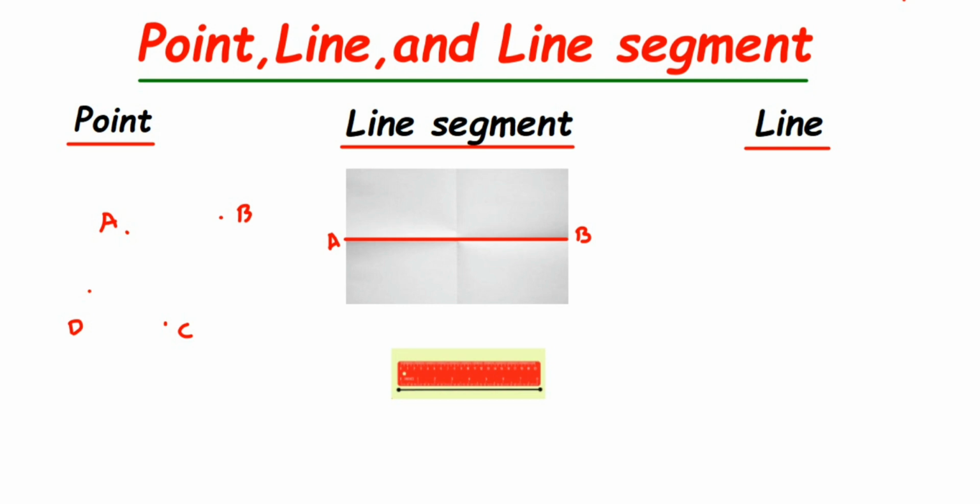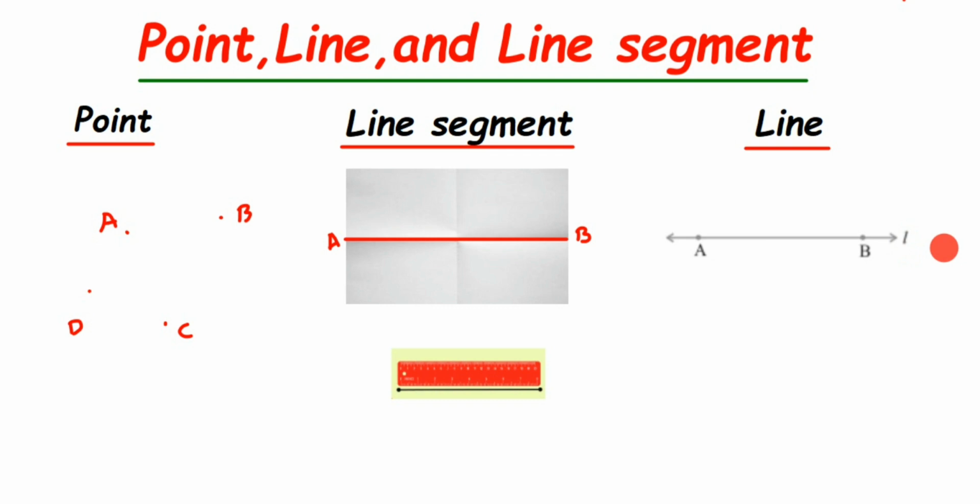Suppose I have a line segment from A to B, and if A is extended beyond and B is also extended beyond in the other direction, like this direction we can extend this one, and this direction we can extend this one, this is called a line. If I can extend this line segment in this direction, and from this point B I can extend this side, this is called a line.